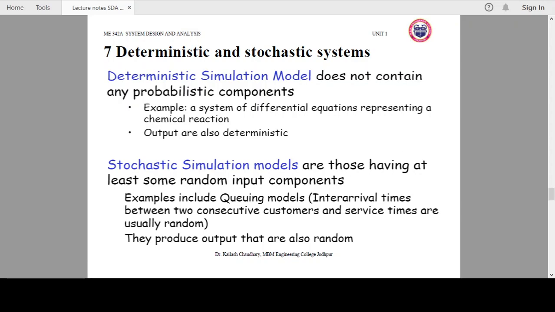While second, stochastic simulation models are those having some random input component. So you have some random effect on the parameter. An example is a queuing model, where the arrival of two consecutive customers and service times are usually random. So there is no certain deterministic pattern of judging something. These kinds of systems are known as stochastic simulation models. They produce outputs that are also random. So randomness is there in stochastic simulation models.